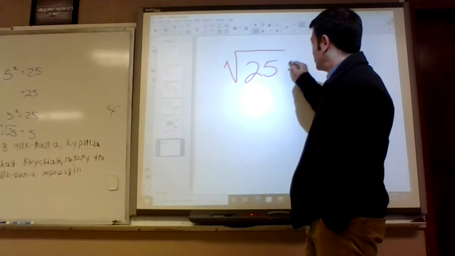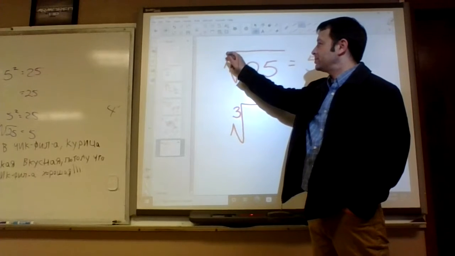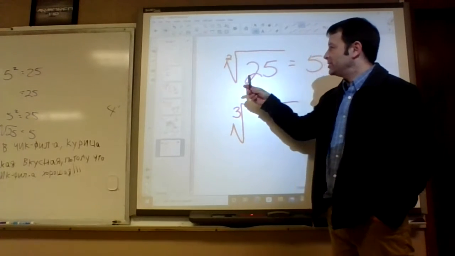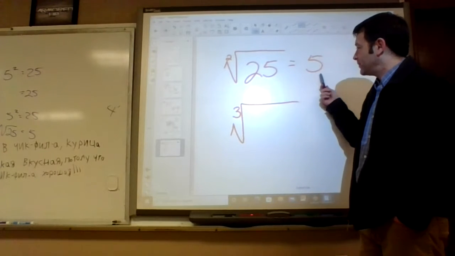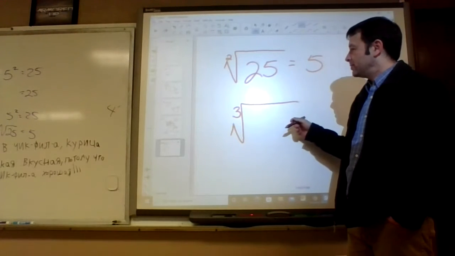But it's not just used for square roots. It could also be used for cube roots, or fourth roots, or fifth roots, or sixth roots, or whatever. So the symbol is actually called a radical. Root is different. If there is no number right here, there's an invisible 2 right here. That means what squared equals 25? The answer is 5.